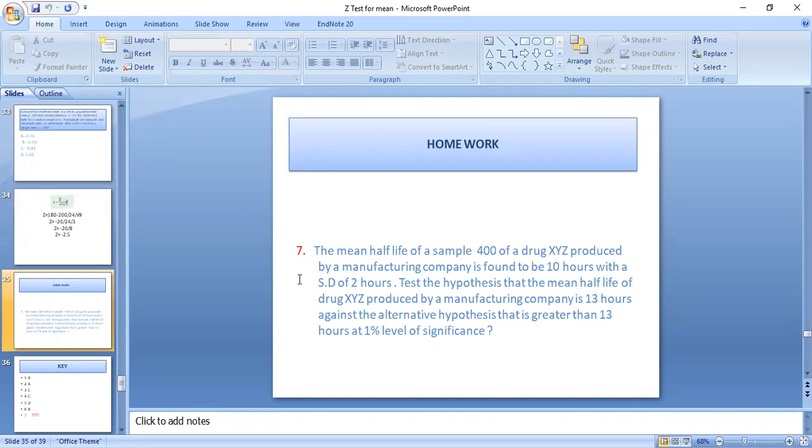The MCQ is: the mean half-life of a sample of 400 of a drug XYZ produced by a manufacturing company is found to be 10 hours with a standard deviation of 2 hours. Test the hypothesis that the mean half-life of drug XYZ is 13 hours against the alternative hypothesis that it is greater than 13 hours at 1% level of significance. It needs calculation. Do it after the class.